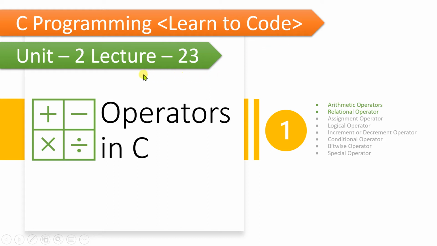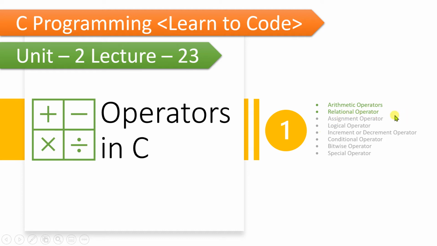This is the 23rd lecture of Unit 2, and in this lecture we will start a new topic called operators in C. There are several operators we are going to discuss in this series. This is part 1 of the discussion on operators in C, and I have mentioned all the operators that we are going to discuss in subsequent classes. This particular lecture will be dedicated to the discussion of arithmetic operators and relational operators.